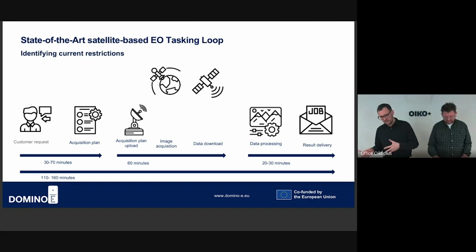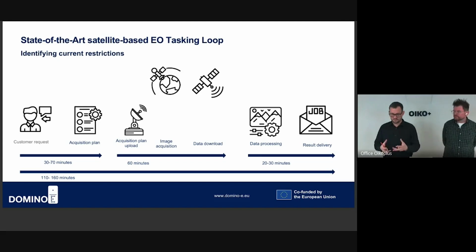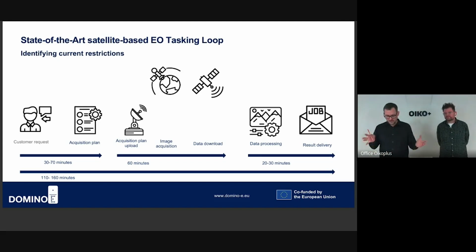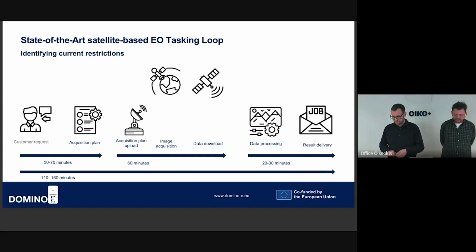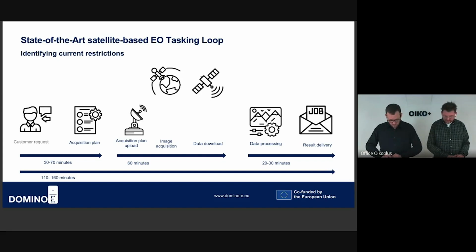And particularly, I think it's important to keep in mind that this idea of 3 hours is for a very simple acquisition or customer request. When you have larger areas, more complex monitoring campaigns, or multi-mission integration, then this may add significant delays, and of course, also costs.